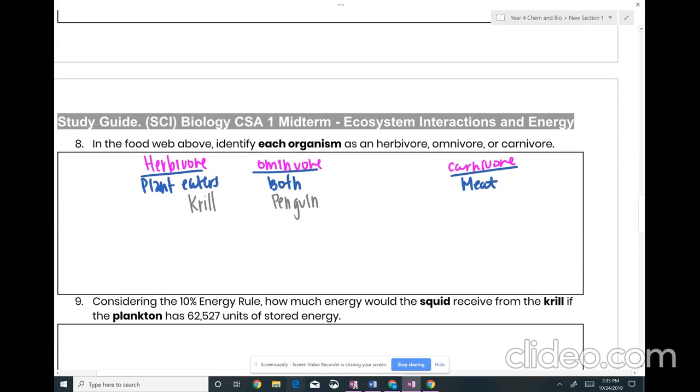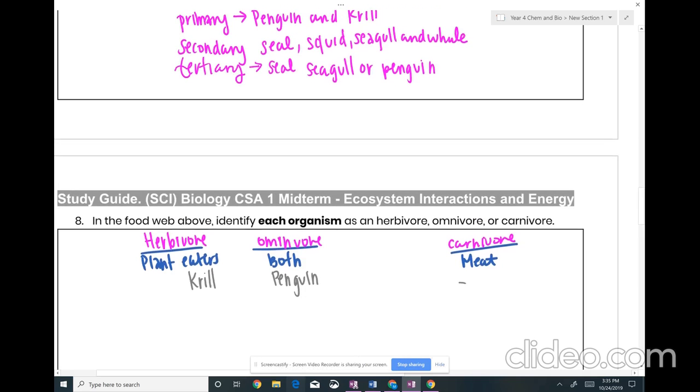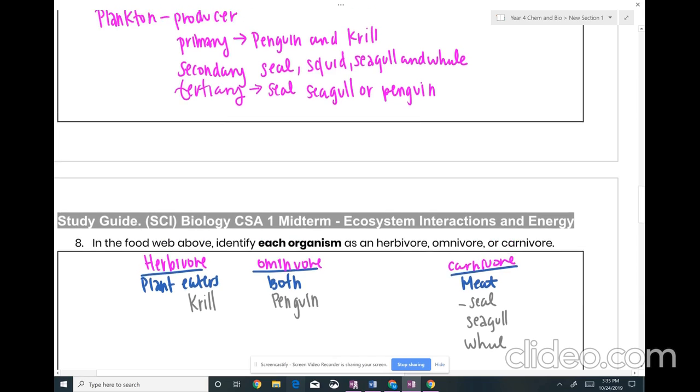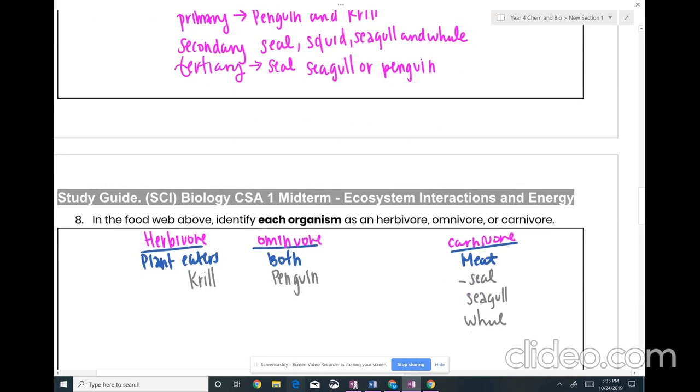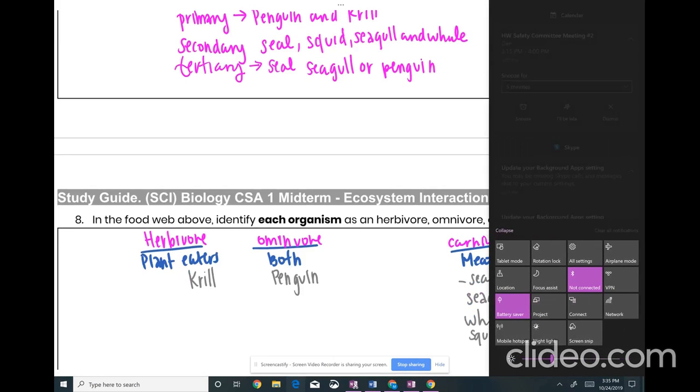So that will be our, let me double check. That'll be our seal, seagull, whale. What else? I'm missing one. Squid. Right. All of those things are meat eaters and meat eaters only.